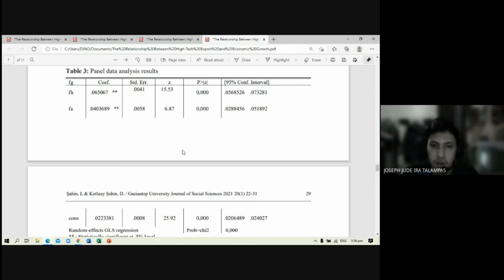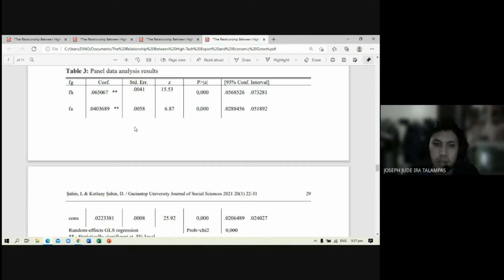In the third procedure, the researchers implemented heteroskedasticity and serial correlation tests. No table was presented, but the researchers stated in the paper that the result of the heteroskedasticity and serial correlation test is positive. Therefore, they proceeded to the final estimates using robust panel data. Based on the results, the independent variables FH and FA, which are high-tech export and agriculture export, positively affect the dependent variable, which is GDP.